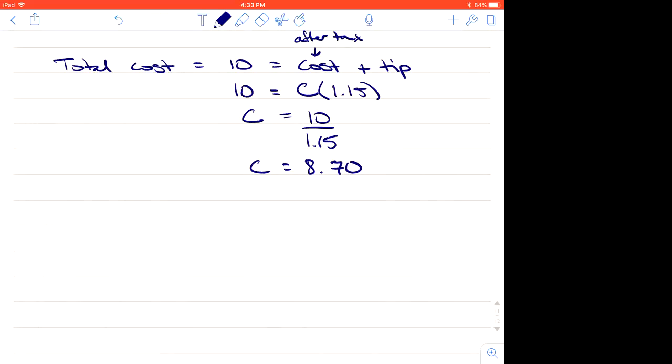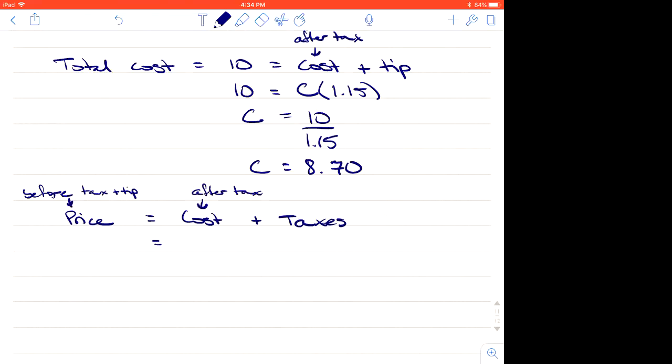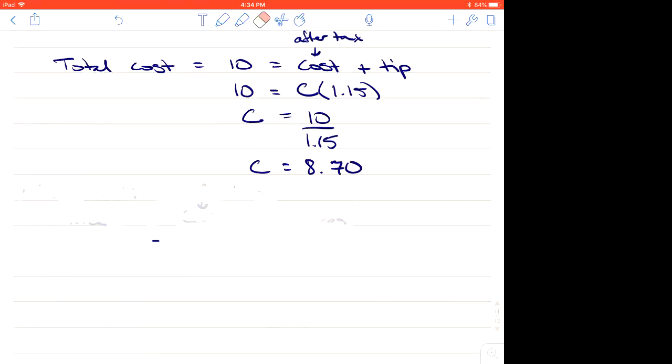Okay, so then the cost or the price is the cost plus the taxes. The price is before tax and tip, and the cost is, what did we say, after tax? Oh, I mixed those up. Sorry, guys. I mixed those up.